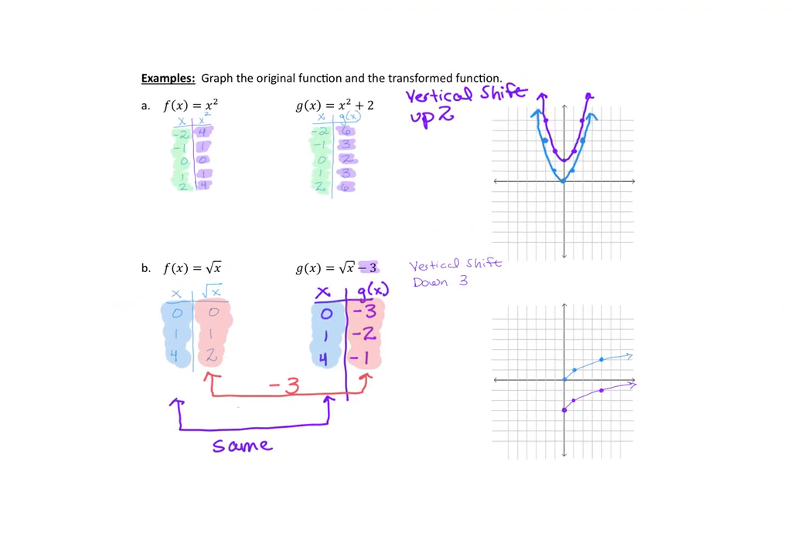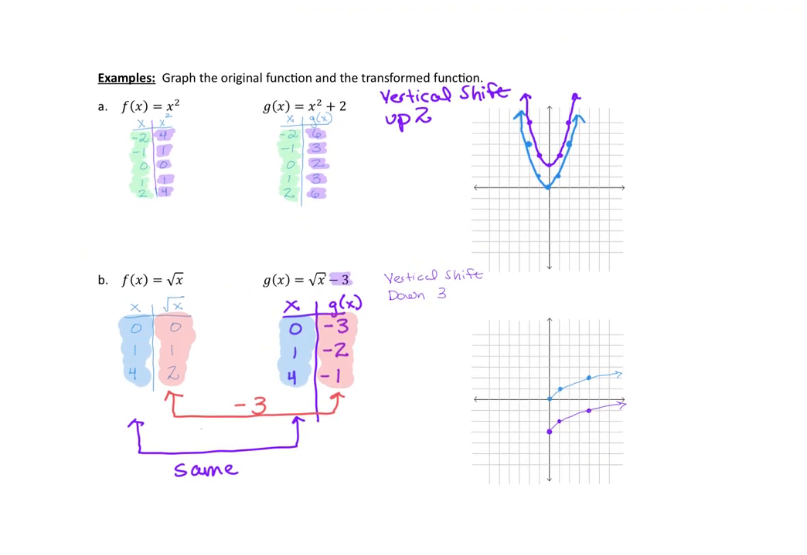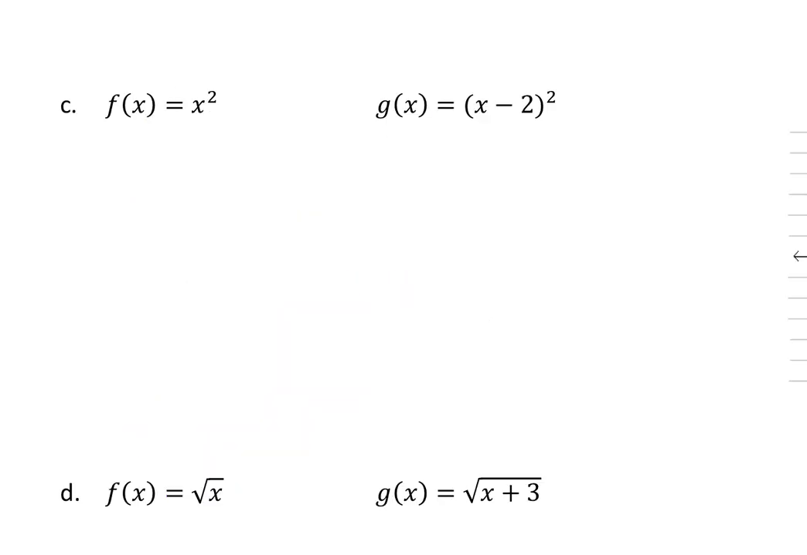All right, so this is vertical shifting. Let's go ahead and talk about horizontal. With horizontal, again, we want our parent function. Just like before, for x squared, we're always going to do negative 2, negative 1, 0, 1, 2. When we square each of these numbers, we get 4, 1, 0, 1, 4.